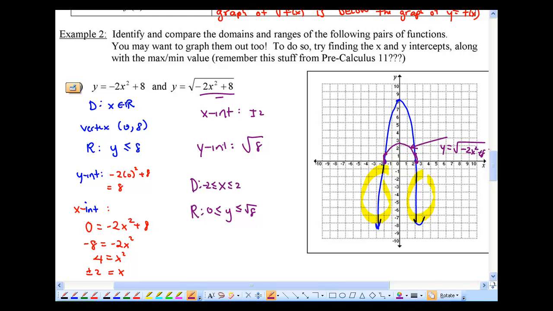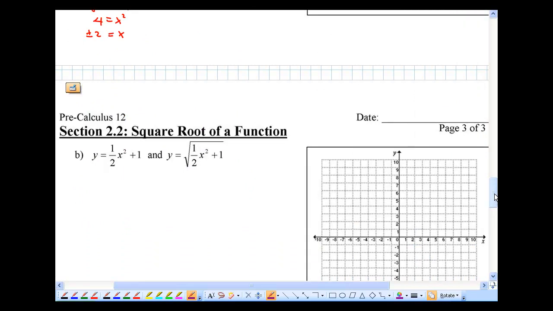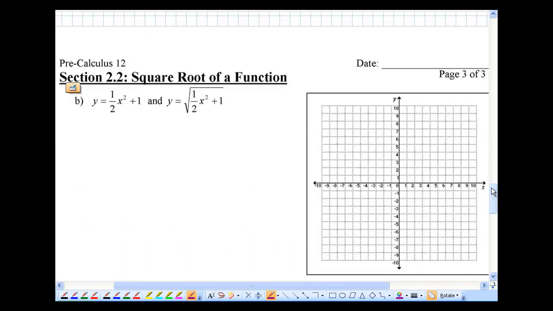Okay, one more on page 3. I'll let you try that out on your own. It's another parabola, so go ahead and try it. Come back and check your work with what I'm going to write down here. Okay? Don't cheat. Do it and come back.